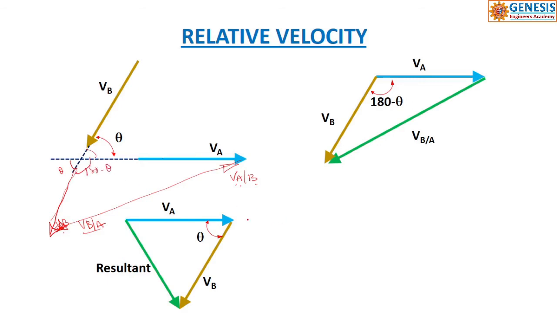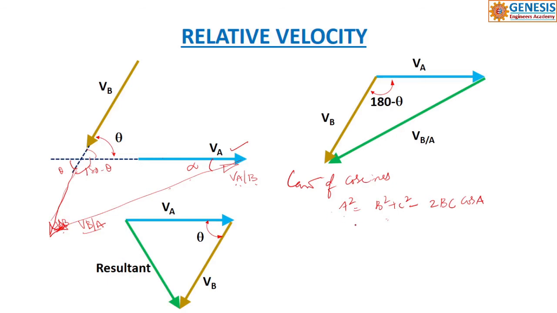Okay, suppose he wants to have an angle with the horizontal or with the VA, that is the direction of this velocity. So this magnitude can be found using the law of cosines. What is the law of cosines? A square is equal to B square plus C square minus 2BC cos A. You know that. This is called the law of cosines. So the magnitude is calculated using this formula.